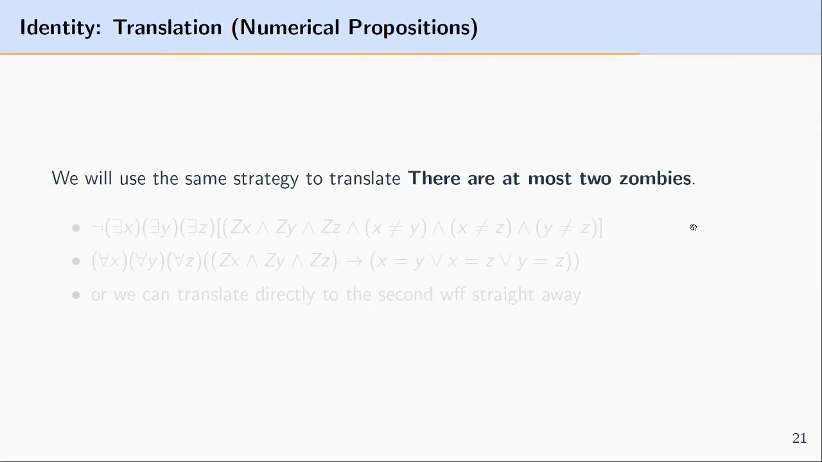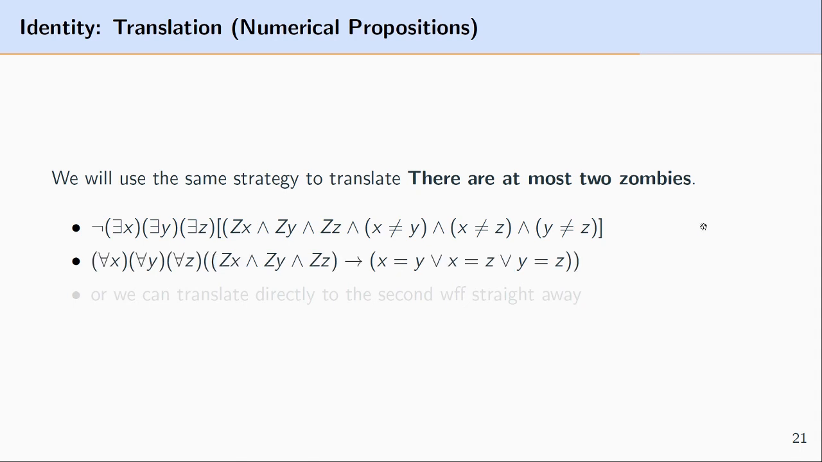We can use this same strategy to translate sentences like there are at most two zombies. We can start by simply writing that it is not the case that there are at least three zombies. And then we can translate this, maybe more clearly, into the following formula. Or we can translate this to the second formula straight away.